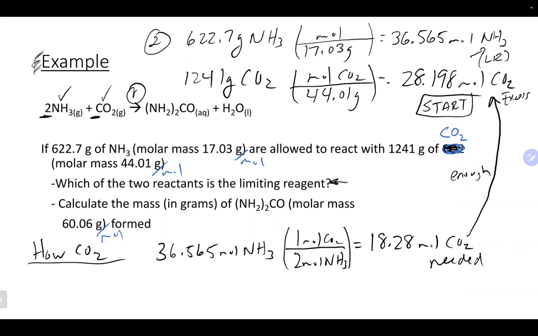Now that we took our little detour here to figure out which one's the limiting reagent, we're going to go back and use that limiting reagent to figure out how much product we're going to produce. So in this case, starting with our 36.565 moles.